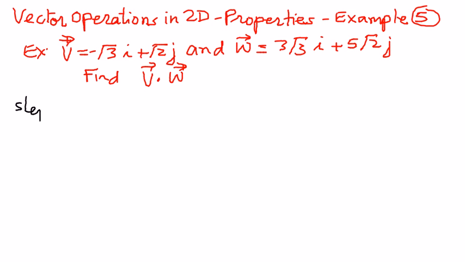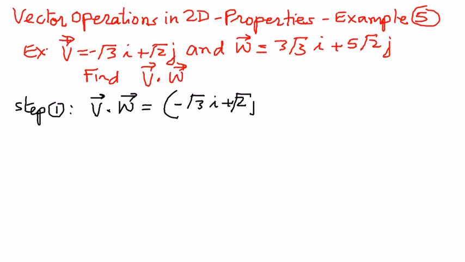Step number 1, vector v dot vector w, we can write this as negative square root of 3i plus square root of 2j dot 3 square root of 3i plus 5 square root of 2j.